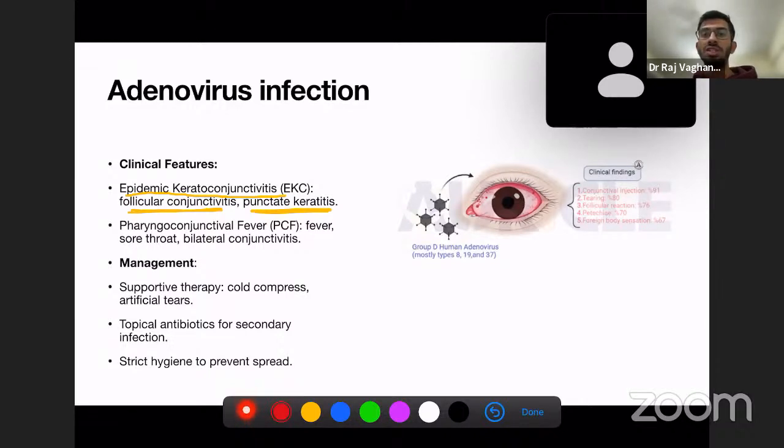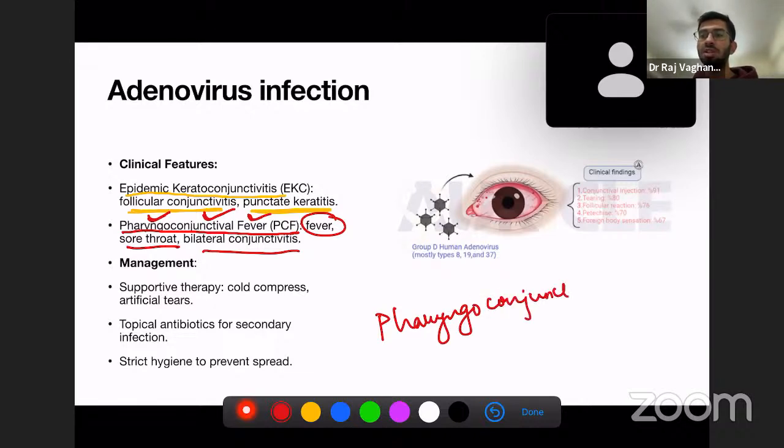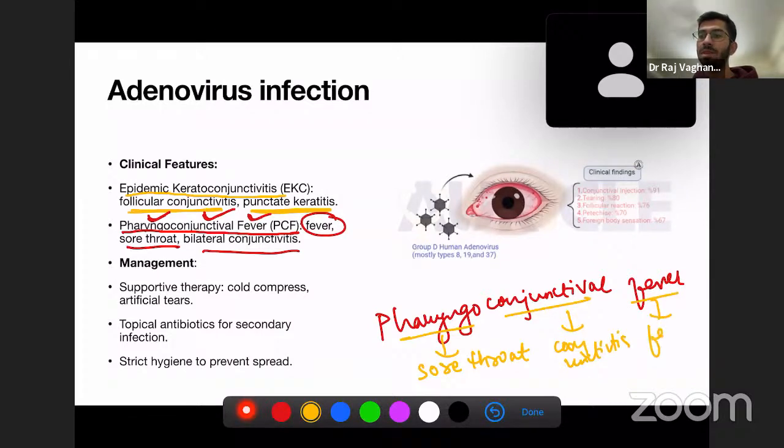We also have pharyngoconjunctival fever, where fever is present along with sore throat and bilateral conjunctivitis. Pharyngo means sore throat, conjunctival means conjunctivitis, and fever means fever. So the name itself tells us: don't confuse it. The sore throat is mainly due to pharynx infection. So there's sore throat, conjunctivitis, and fever. We've discussed the adenovirus clinical features.